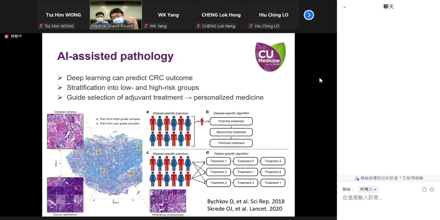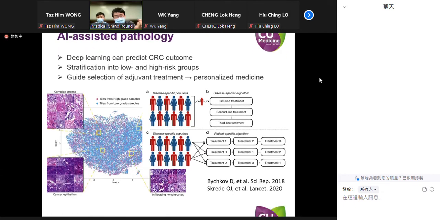So previously, we would just follow the usual step, whether we should send the patient for first-line chemo, second-line chemo. But with this, we can actually select a better treatment algorithm for a specific patient. So this can be more personalized as well with the use of AI.